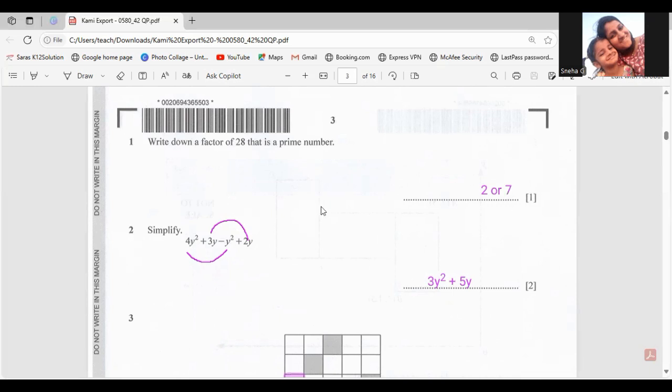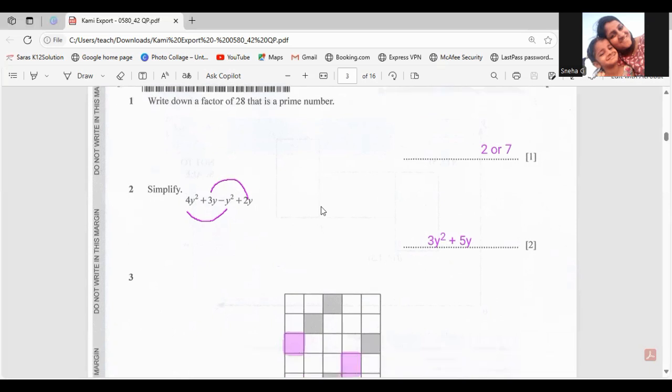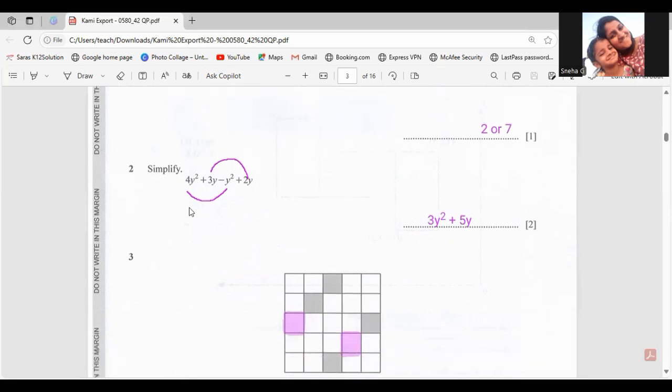The second question of this question paper is an algebraic expression that you have to simplify: 4y squared plus 3y minus y squared plus 2y. To simplify an algebraic expression, first you have to collect the like terms. 4y squared minus y squared gives 3y squared, and 3y plus 2y gives plus 5y. So this is the answer for the second question.